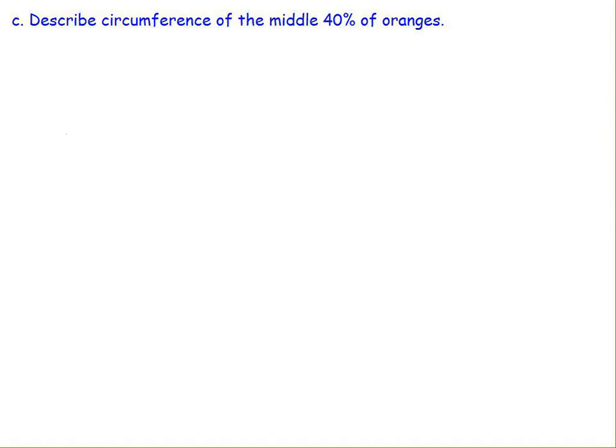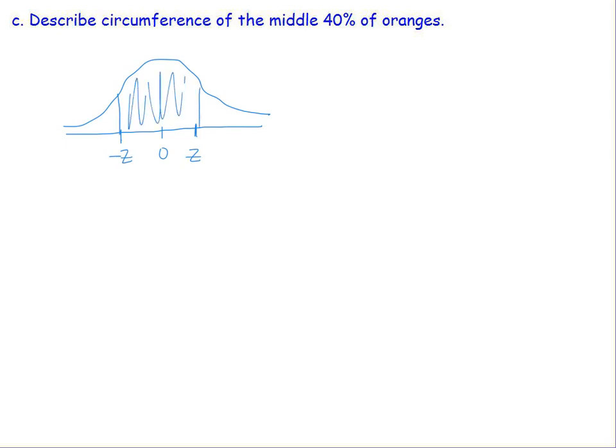So, here's our x-axis with our curve, zero's in the middle. We want the middle 40%. Now, here's one nice thing about this. Because it's the dead center, we know it's even on both sides. So we know whatever z-score is over here, the exact same z-score is over here, but negative. That's a good thing for us. So we're going to draw two boundaries, and we are shading between them.